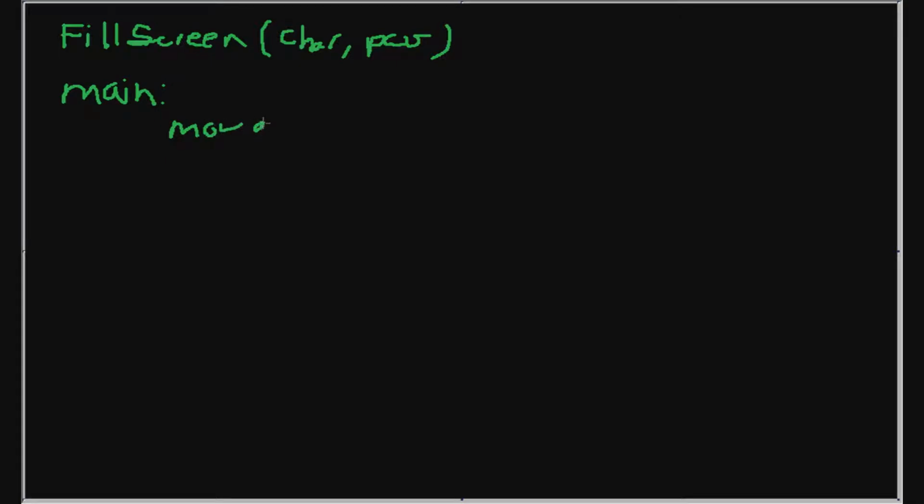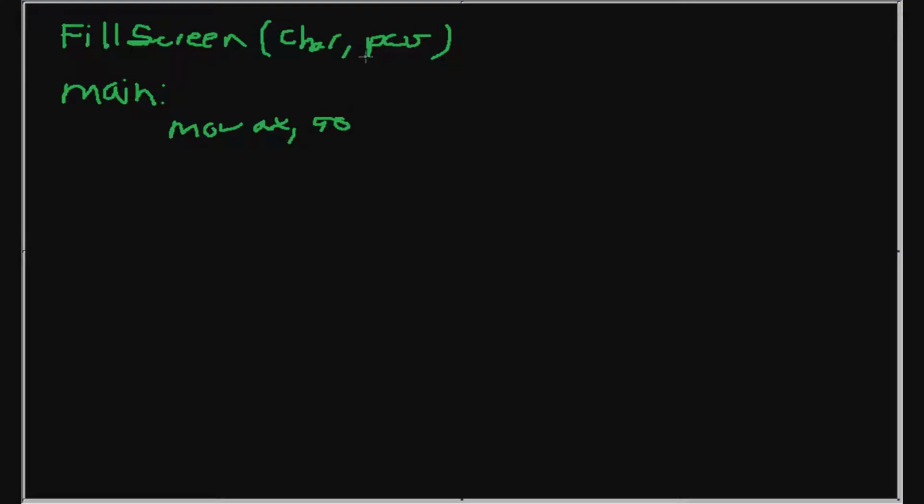So let's say we have our FillScreen function, and it has the parameters character, because we want to fill the screen with a certain character, and position, because you want to fill it like half of the screen, the whole thing, or some position along the screen. So character and position. Then we're in our main function here, and let's say we want to initialize AX with 90.